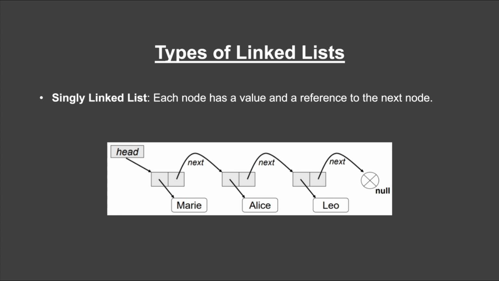On one hand, there's the singly linked list. In a singly linked list, each node contains two parts. One part stores a data value and the other part stores a pointer to the next node in the list. The list begins with a reference called head, which points to the first node. In this case, our first node is the node that contains the value Marie. Then the second node contains the value Alice, and the third node contains the value Leo. Also, the last node points to null, which basically indicates the end of the list.